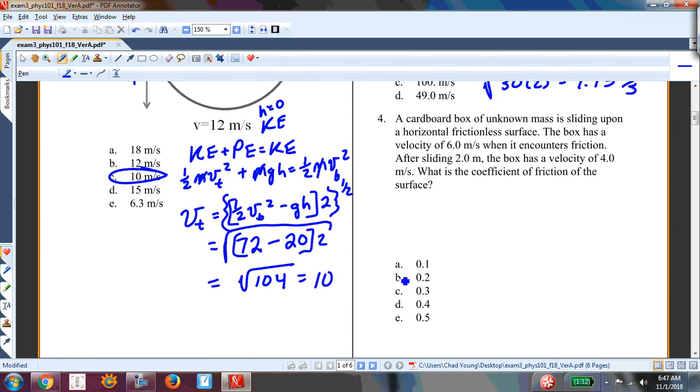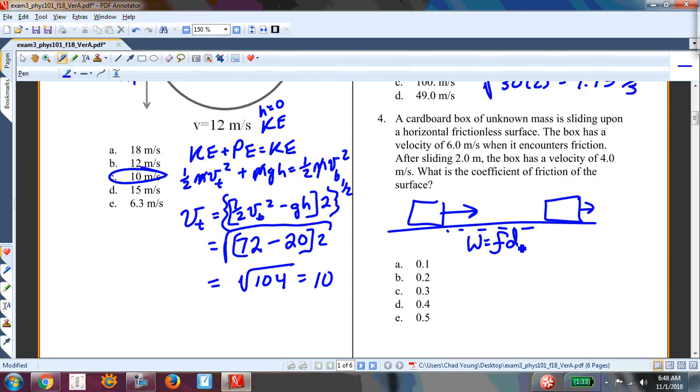A cardboard box of unknown mass sliding upon a horizontal surface has a velocity of 6 meters per second and encounters friction, slides for 2 meters, and then the box has a velocity of 4 meters per second. So I know that this box, which is traveling along, has a big speed here, and then over here it has a smaller speed because it lost some amount of work due to the frictional force, and the work done by that frictional force is the force times displacement.